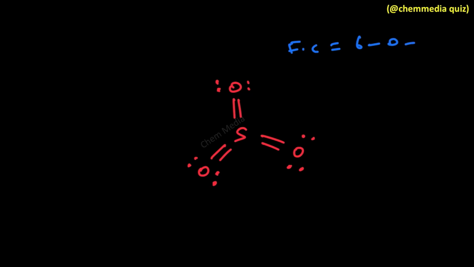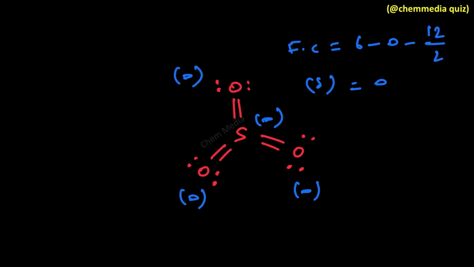So now if we calculate the formal charge for sulfur, we would get 0 as the answer, because 6 minus 0 minus, we have 6 bonds, therefore 12 by 2. Therefore formal charge for sulfur is 0. Formal charge for oxygen also we would get as 0, because for oxygen it would be 6 minus, we have 2 lone pairs, so therefore 4 minus, we have 2 bonds, therefore 4 by 2, which means 2, minus 2, and that is equal to 0.